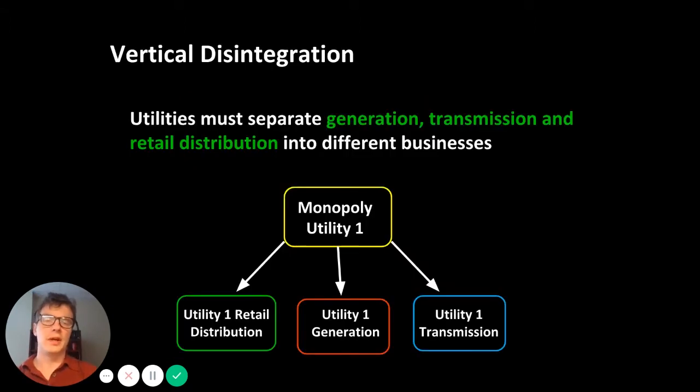So utilities in deregulated markets are vertically disintegrated. So that's part of what's required to participate in a deregulated market. Utilities that were formerly vertically integrated as monopolies have to break up. And so they become three different wings of the same company. So a retail distribution company, a utility generation part of the business, and transmission.